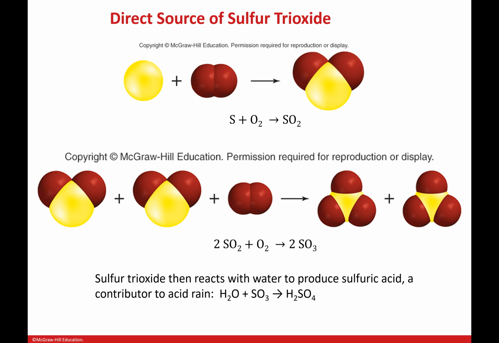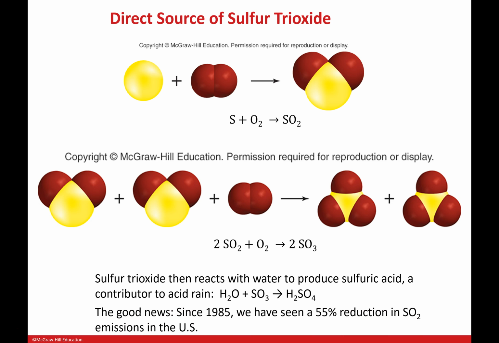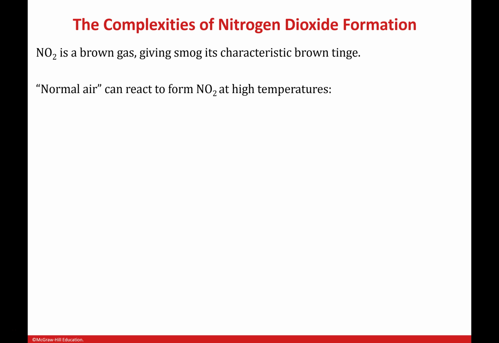And one of the things we're going to talk about later is the problem with acid rain in our ecosystem. Then I'd say the good news is that overall since '85 we have seen a reduction in SO2 in the United States. Okay.